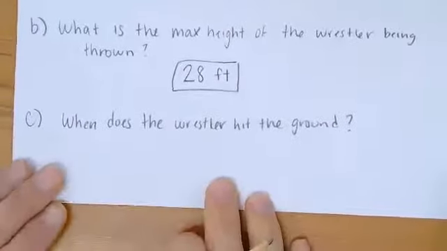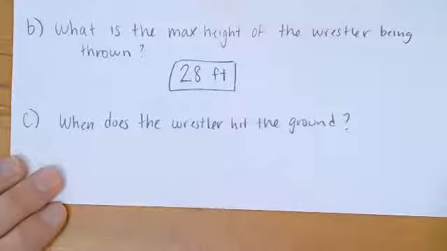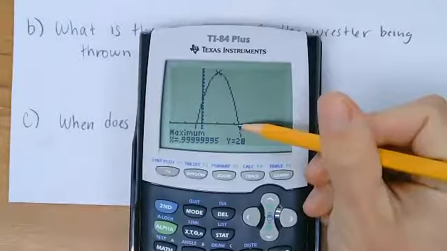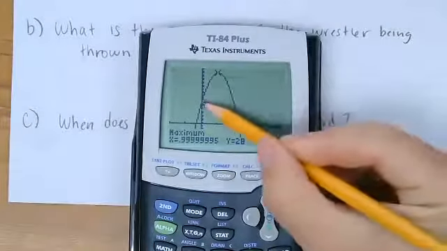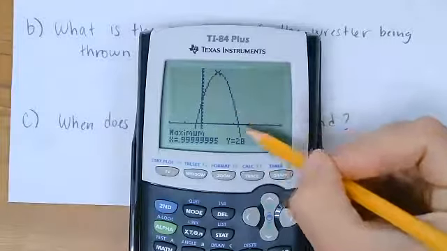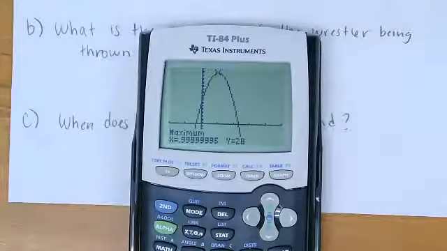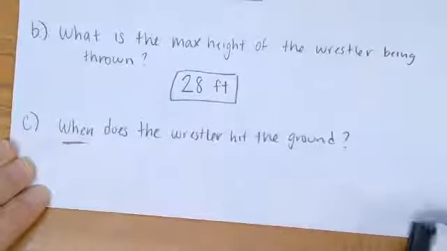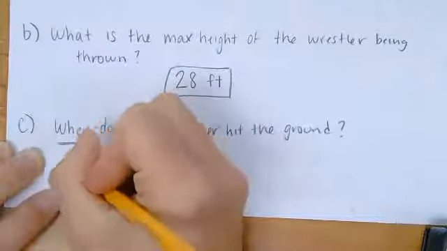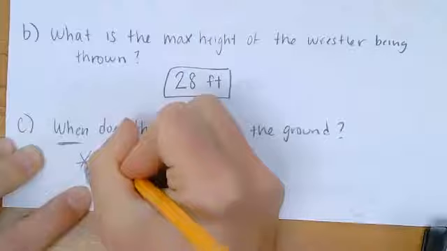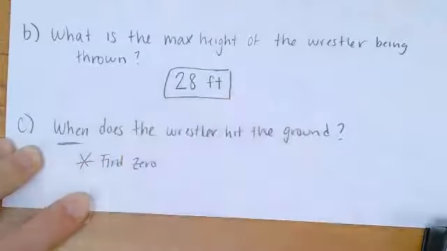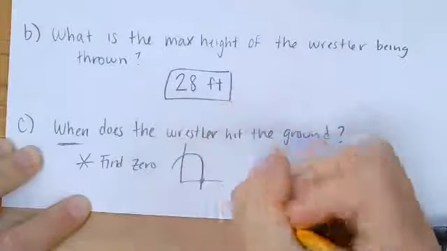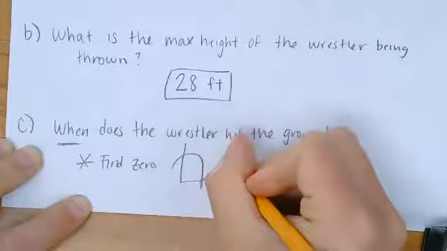All right, next question says, when does the wrestler hit the ground? Looking at this problem right here, we know that the wrestler hits the ground right here, because this is the ground. You're on top of the one-story building, the wrestler gets tossed up, and then falls back to the ground. So I want to know when. I'm looking for the time here. This is something that you may have never heard before, but we want to find the zero. The zero is where it crosses the x-axis. We call that a zero.